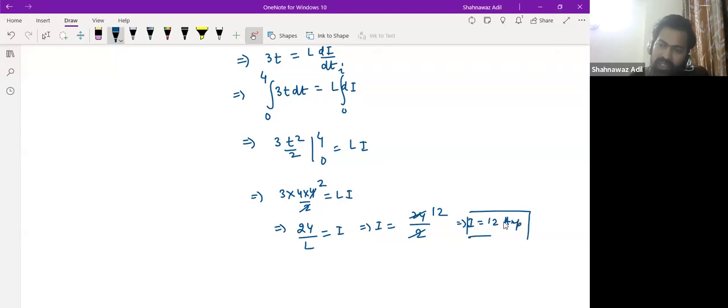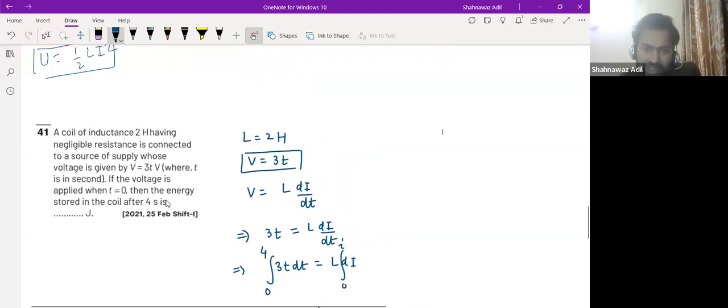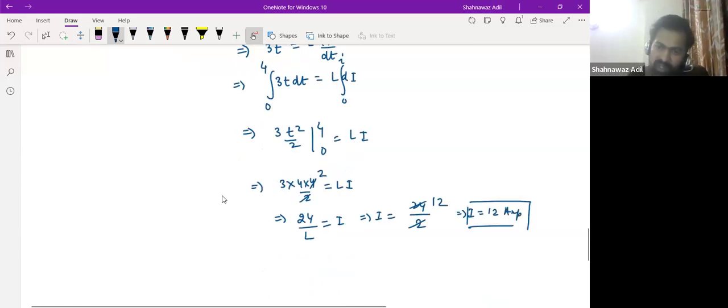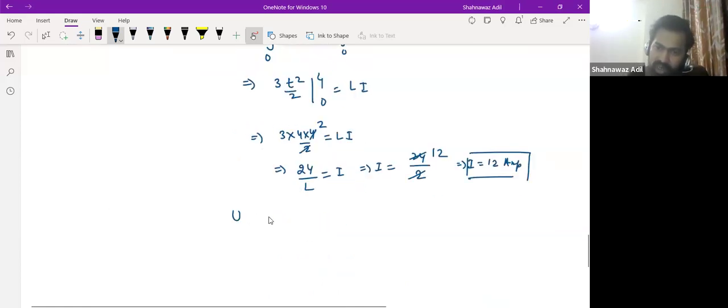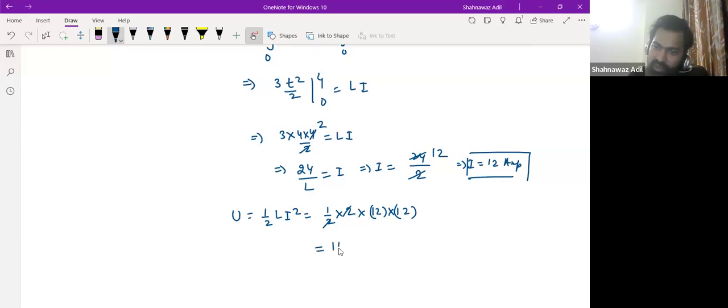We have calculated I as 12 ampere, and using I we can calculate the energy. Energy stored is simply half Li square. So this is half, L is 2, and I we have just calculated. These two cancel, and this is 144 joules. This would be the answer.